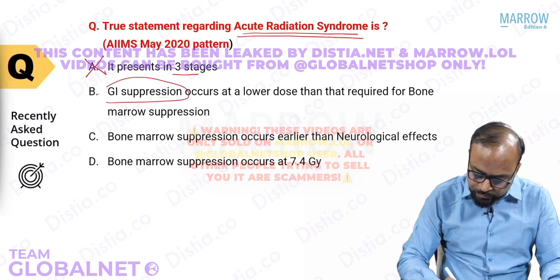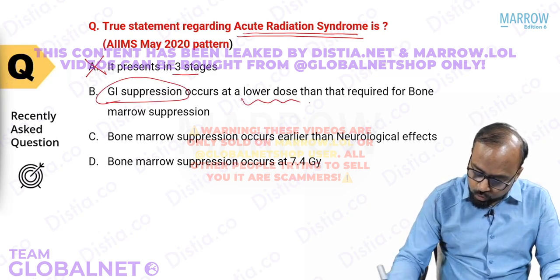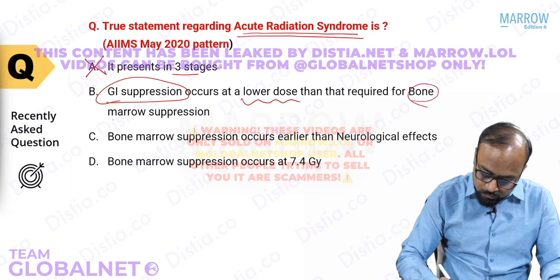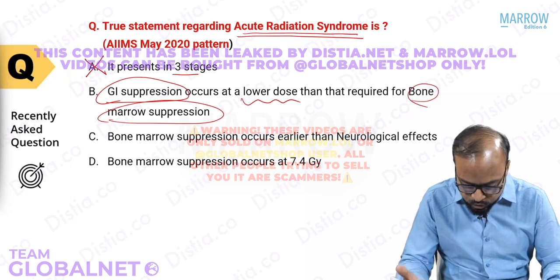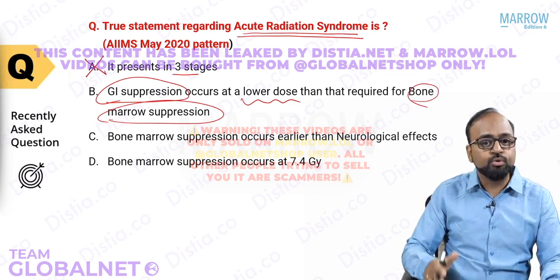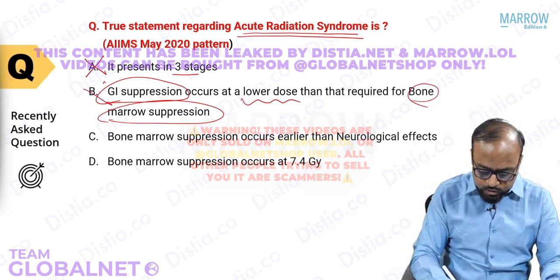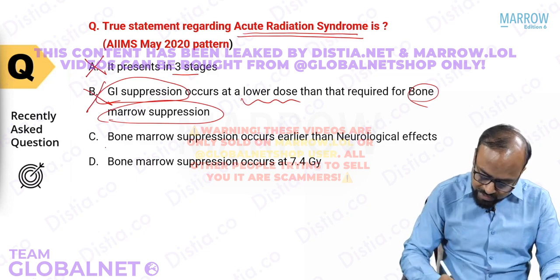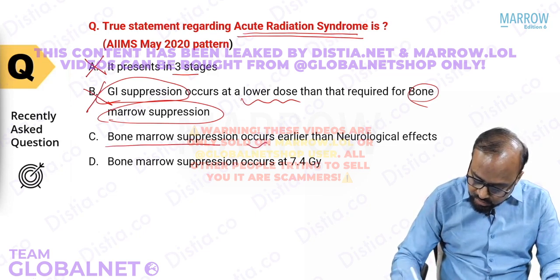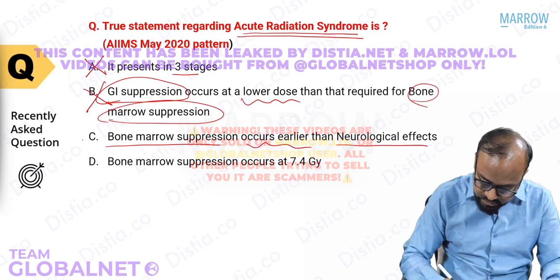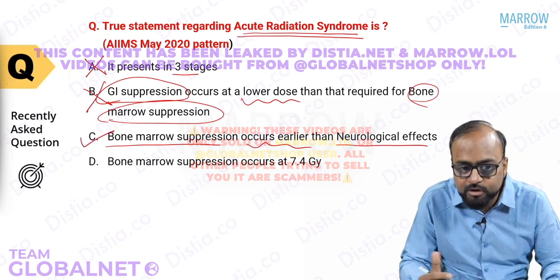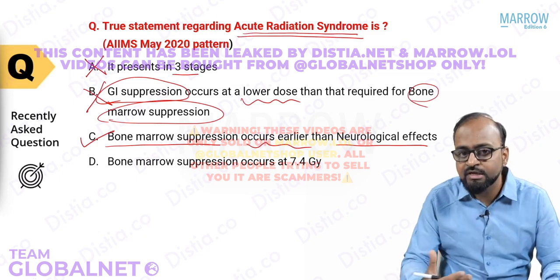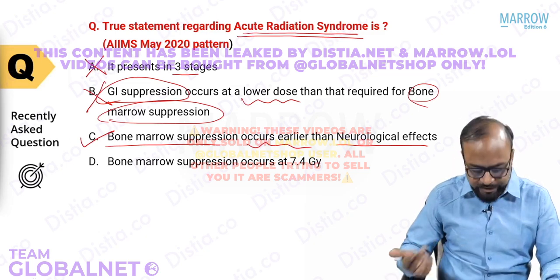GI suppression occurs at a lower dose than that required for bone marrow suppression. Which is more sensitive, bone marrow or GI tract? Bone marrow, isn't it? So does GI suppression occur at a lower dose? No. Bone marrow suppression occurs at a lower dose. This is also wrong. Bone marrow suppression occurs earlier than neurological deficits is correct. Because bone marrow is more sensitive, bone marrow suppression occurs earlier than neurological effects. CNS is radio resistant, so it presents later.